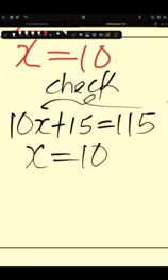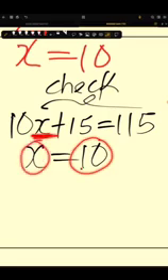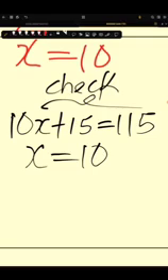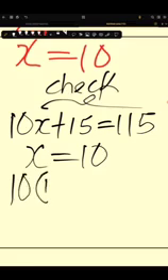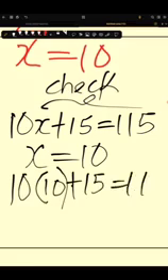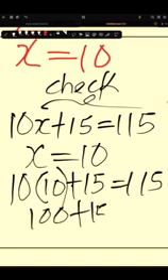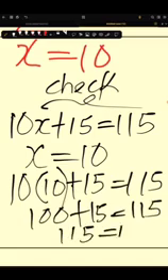So anywhere in the original equation we see x, we replace the x with 10, because x is equals to 10. So let's go ahead and do that. 10 into bracket of 10 plus 15 will now be equals to 115. So 100 plus 15 will now be equals to 115. 115 is equals to 115.